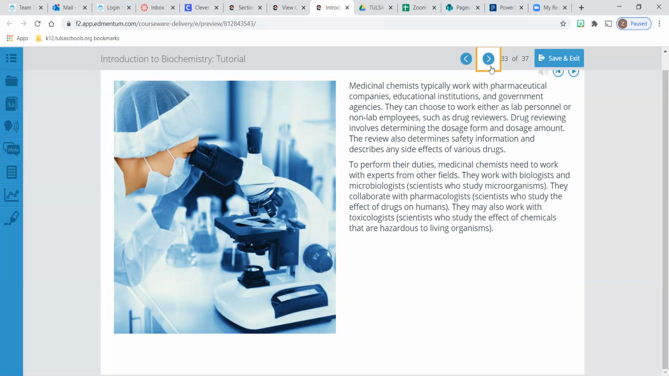To perform their duties, medicinal chemists need to work with experts from other fields. They work with biologists and microbiologists. Microbiologists study very small microorganisms. They can also collaborate with pharmacologists who study the effects of drugs on humans. And they could also work with toxicologists who study the effect of chemicals that are hazardous to living organisms.